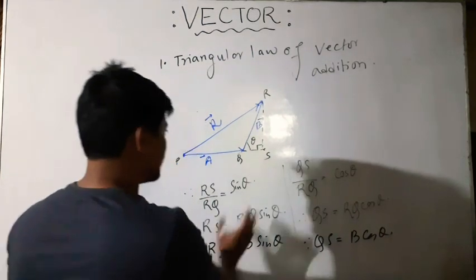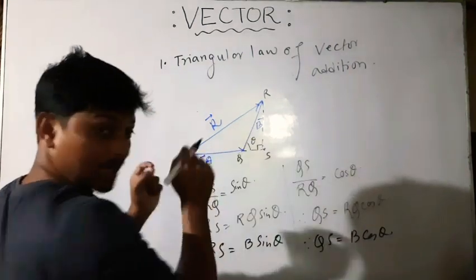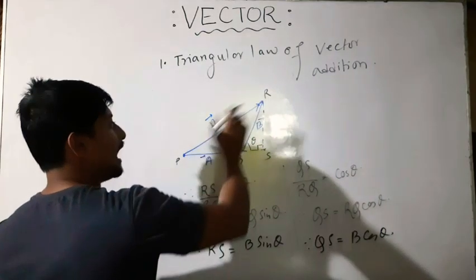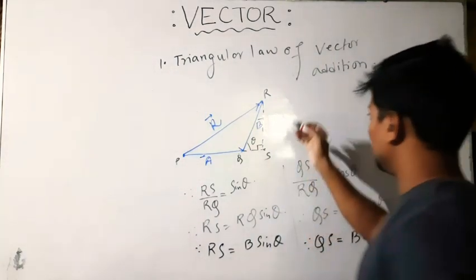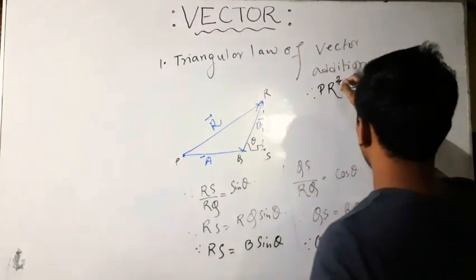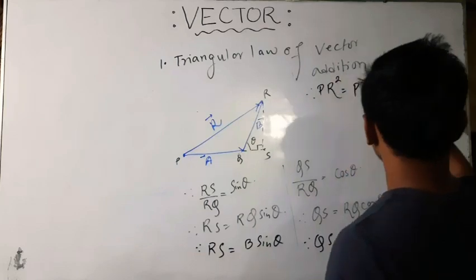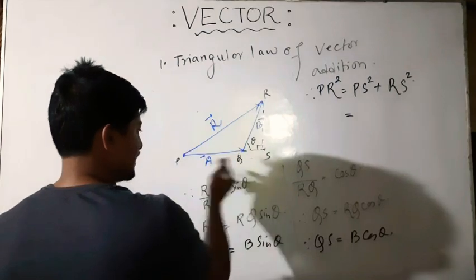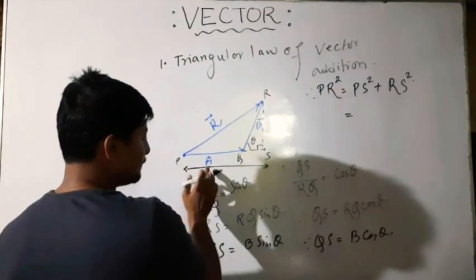Look, here these two particular ones, QS and RS, I already found out. Okay, so find the magnitude of this particular R vector, and R vector is represented by PR. I have to find PR. So you all know about the Pythagoras theorem. Pythagoras theorem says that PR, that is your hypotenuse, square equals base square, PS square, plus perpendicular square, RS square, isn't it? In place of PS, PQ is your A.